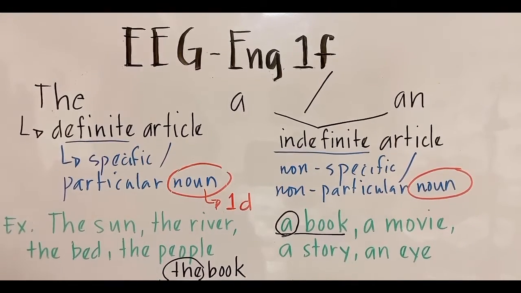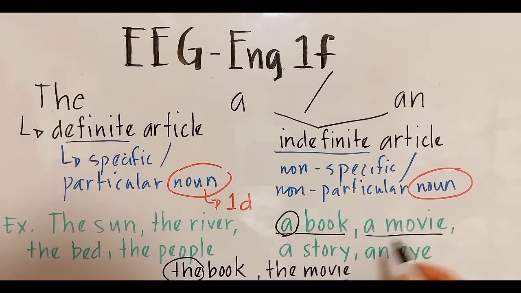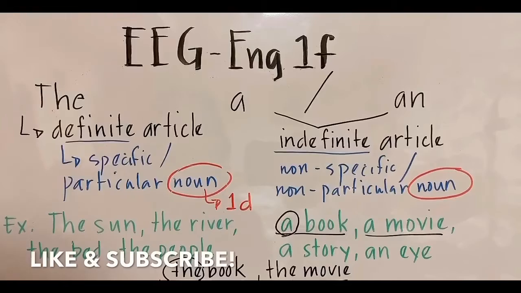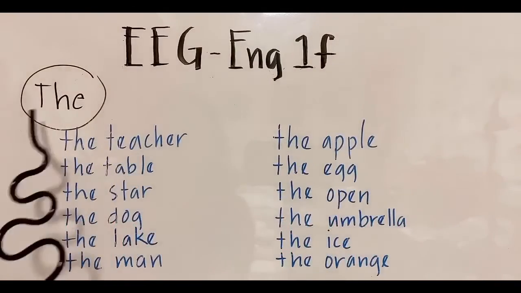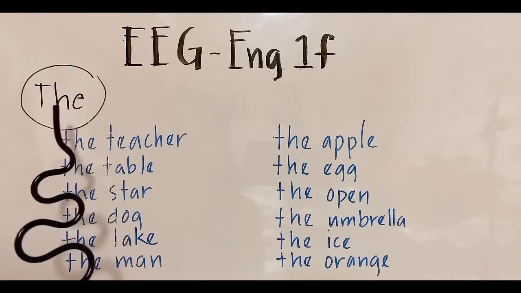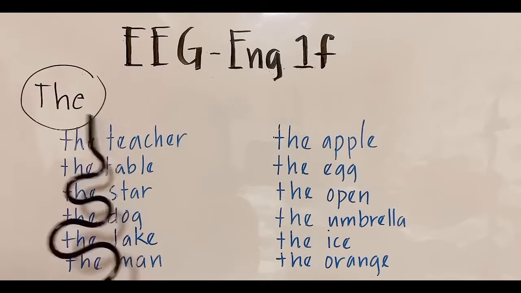Now the same is true with this one, the movie. The movie, a movie. The movie, I'm referring to a specific movie. It can be the movie I've watched, whereas a movie, any movie that I've watched previously, or a movie that I would like to watch. Now let's take a look at the. The here can be pronounced "thuh" or "thee."